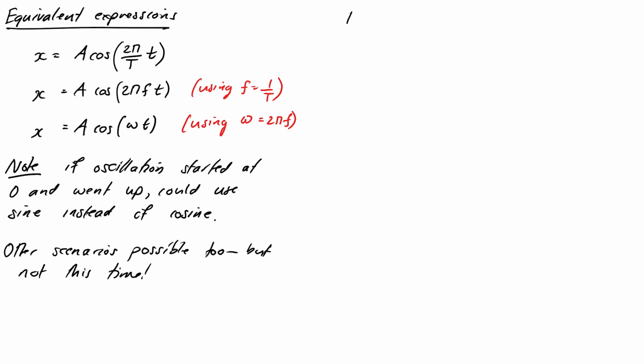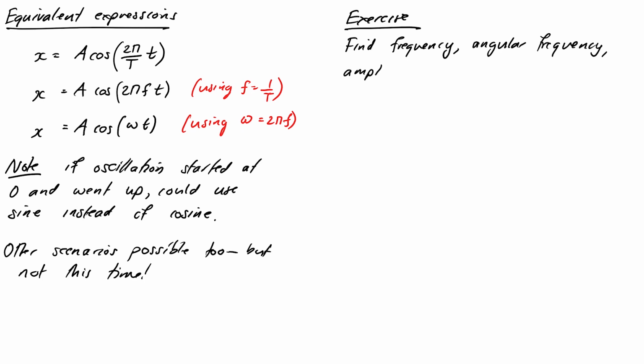So let's finish off with an exercise. What I want you to do is to find the frequency, the angular frequency, and the period of the following oscillation, represented by y is equal to 7 times sine of 10 pi times t. Okay, so once again, you want to pause this video and try to figure out those three things yourself before you play further on.